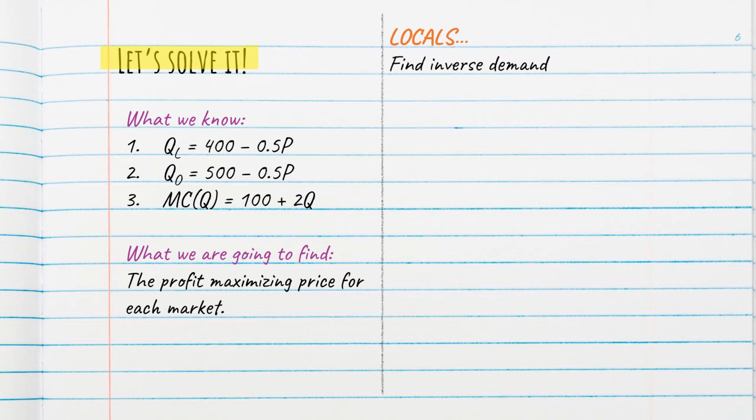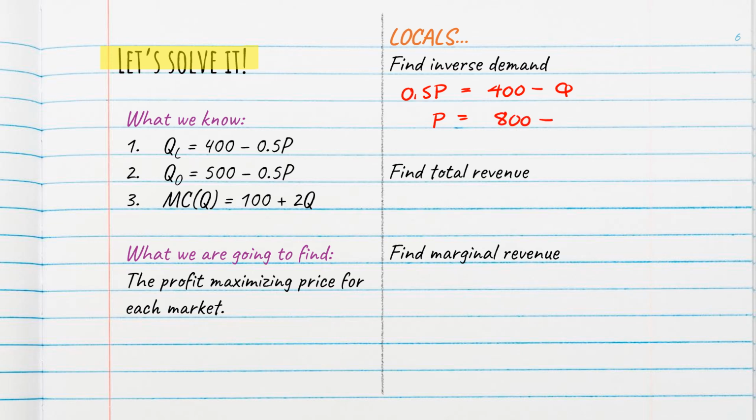We'll start with locals. To find that marginal revenue, we know it's a three-step process. First, we need inverse demand. Then we can use that to find total revenue. And finally, we can find marginal revenue. So we're going to look at our local demand curve and invert it, meaning we're solving it for P. Adding 0.5p to both sides, we get 0.5p is equal to 400 minus Q. Multiplying both sides by 2 to get rid of that 0.5, we have P is equal to 800 minus 2Q.